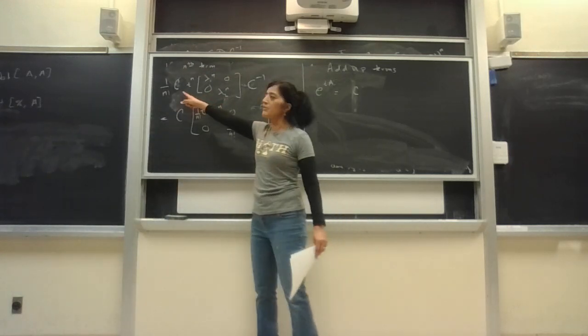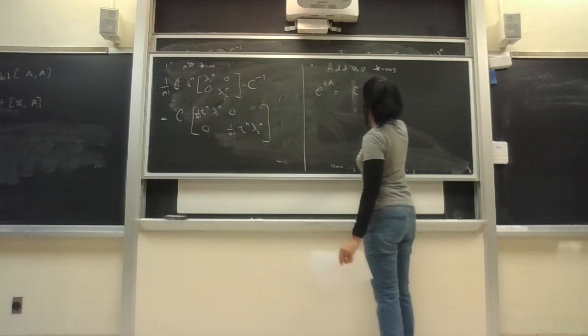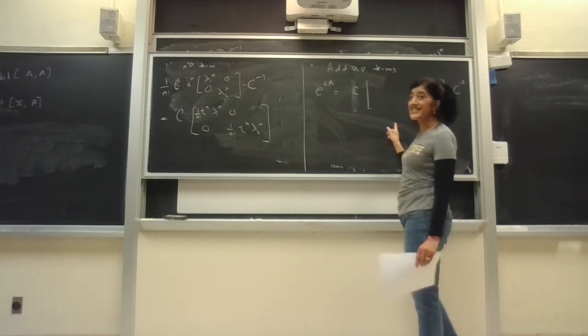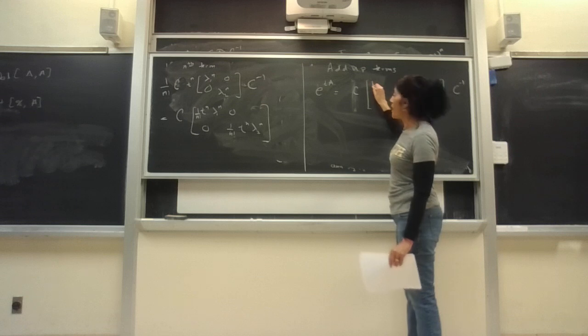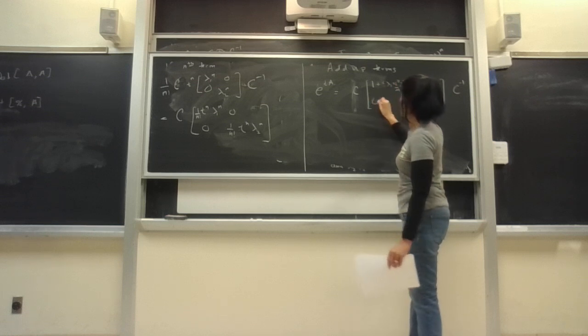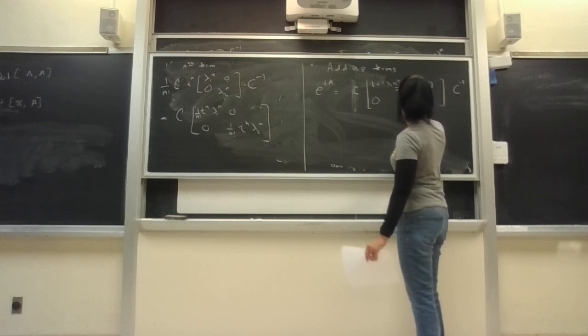But every left term has a C on it, and every right term has a C inverse on it. So I can just factor out the C to the left and factor out the C inverse to the right. And on the inside, what I'm going to get is 1 plus t lambda 1 plus t squared lambda 1 squared over 2 factorial, and so on, 0, 0, 1 plus t lambda 2, and so on.